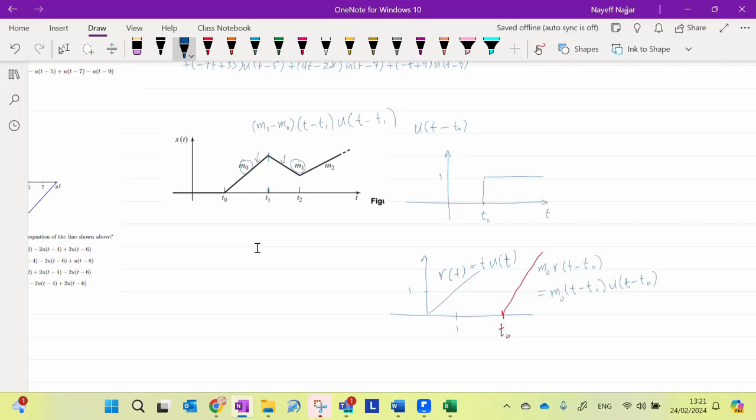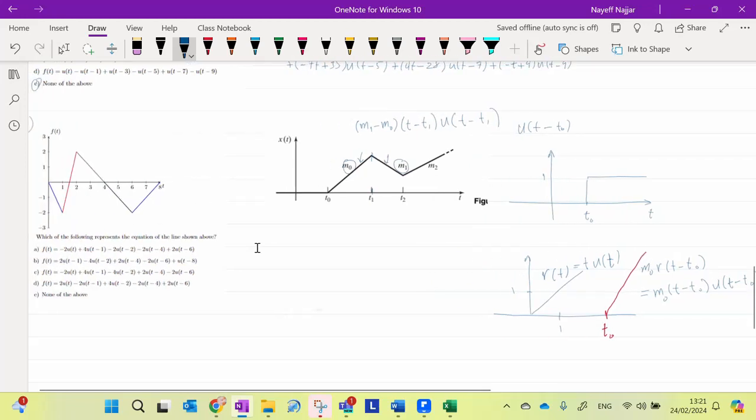And here you will add a ramp, but it's shifted at t2, and the slope is going to be m2 minus m1. And for this segment it is going to be m0 minus 0, because the slope of this line is 0. Slope of horizontal lines is equal to 0 in general.